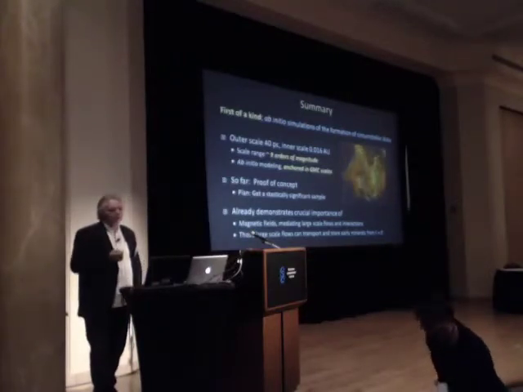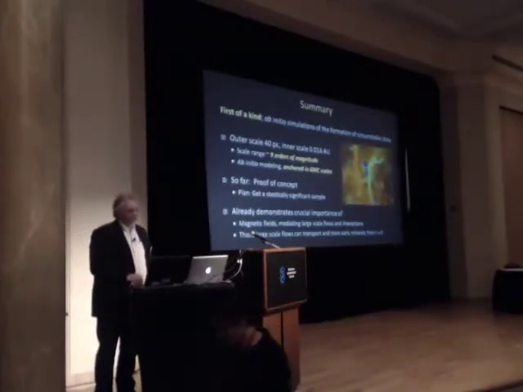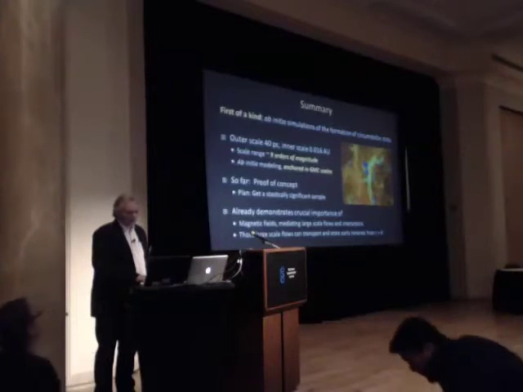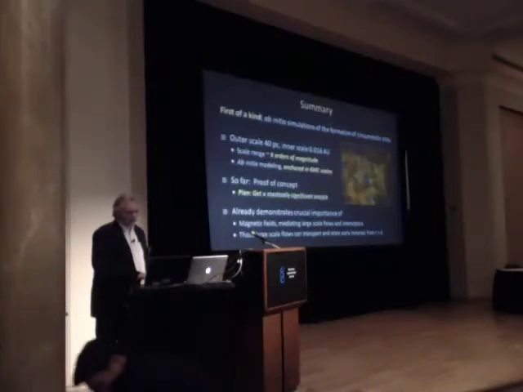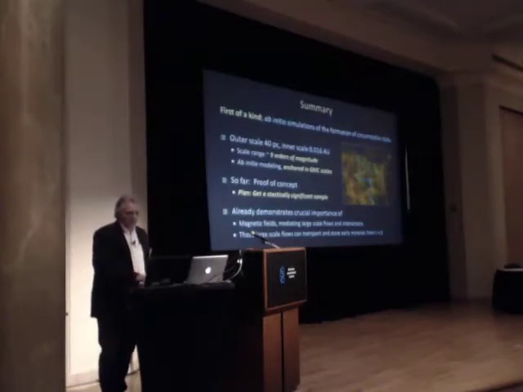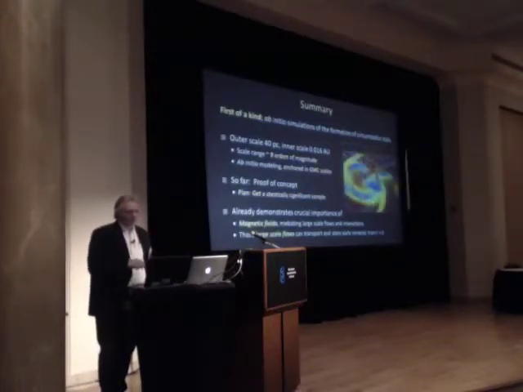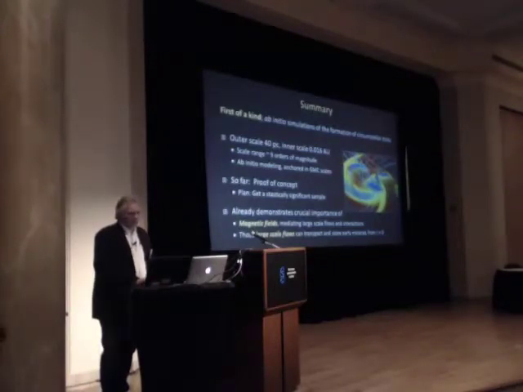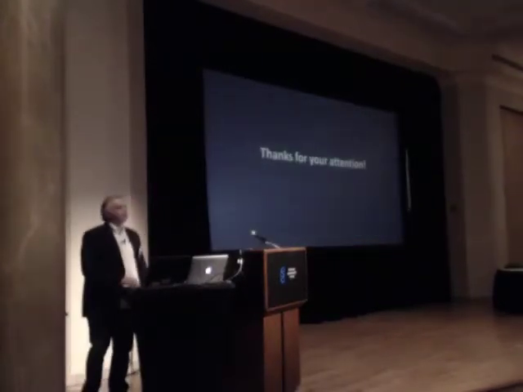And the point is that you anchor the properties in the GMC scale, very well-known properties. It's a first proof of concept, and the plan is to make this for a reasonable number of stars. And it already demonstrates the crucial importance of magnetic fields and of large-scale flows. Thanks for your attention.